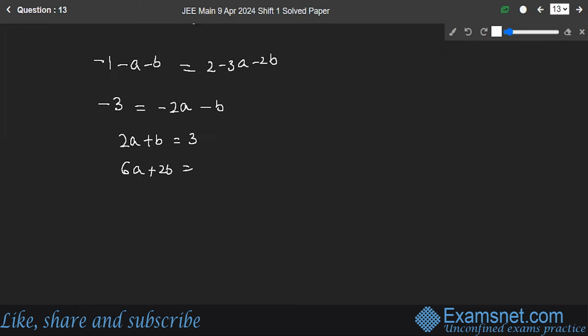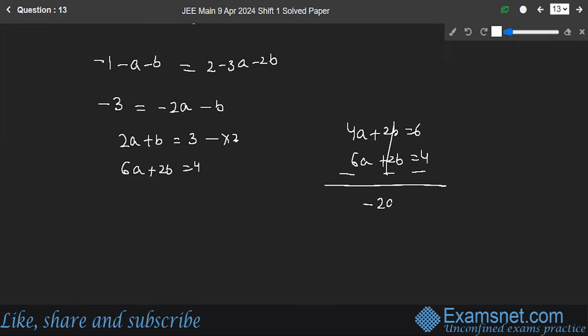6A plus 2B is equal to 4. Multiply it with 2. You have 4A plus 2B is equal to 6. Actually, only the calculations are there. Otherwise, the sum is very easy. So this makes it minus 2A is equal to 2, or A is equal to -1.